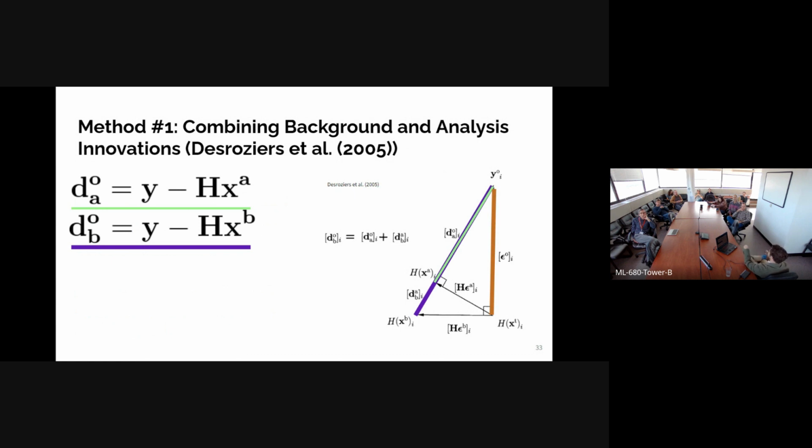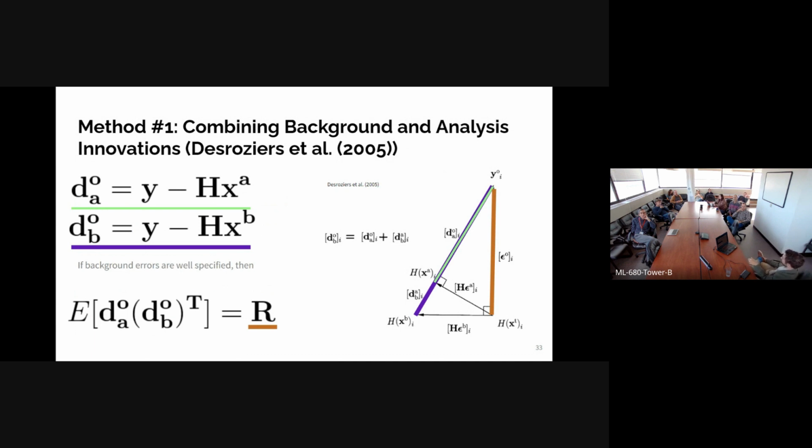Converting that back into our statistical analog, what this method is doing is taking our analysis innovations and taking the expectation of their outer product with our background innovations, and that is giving us an estimate of our observation variance. In practice, we do this by accumulating our analysis and background innovations over the course of the data assimilation cycle, and we create a sample estimate of this quantity.